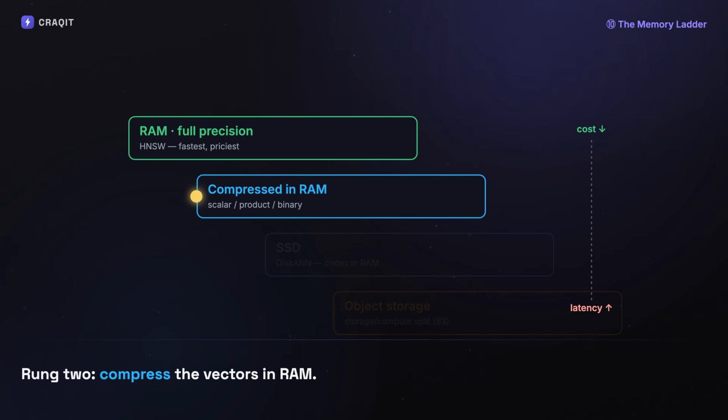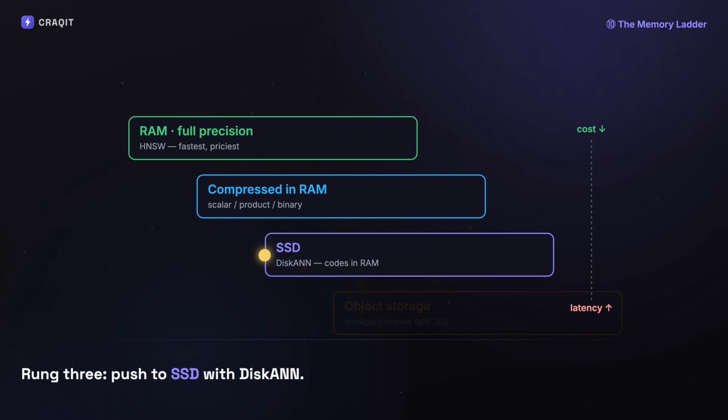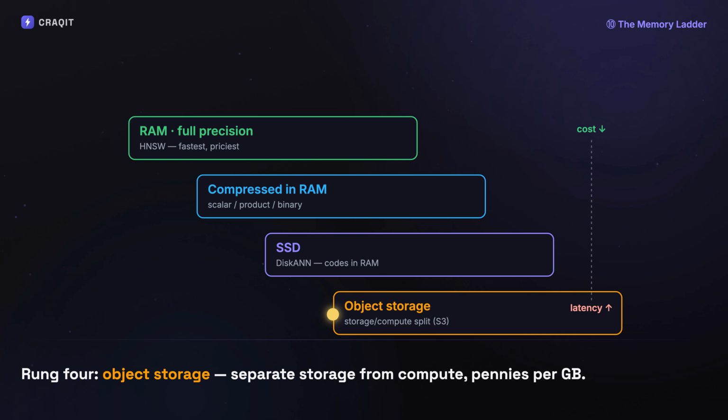Still too big. Rung 3, push the data to SSD, DiskANN, keeping only tiny compressed codes in memory and the bulk on disk. And rung 4, the modern cloud move. Push it to object storage and separate storage from compute. Keep the vectors in something like S3, spin compute up and down independently, and stop paying to keep idle machines warm, just to hold data.